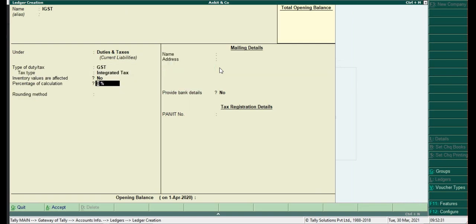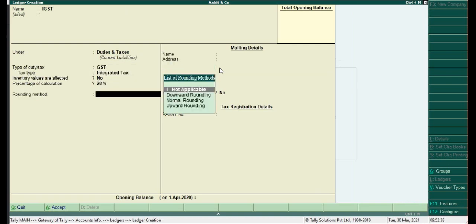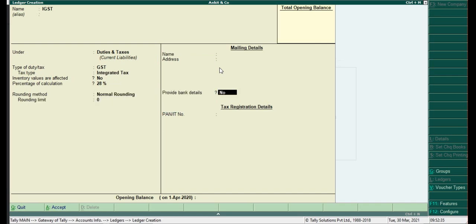Integrated tax we have to create. The total is 28%, so the complete percentage will go to the central government. Here we don't have any participation with the state.